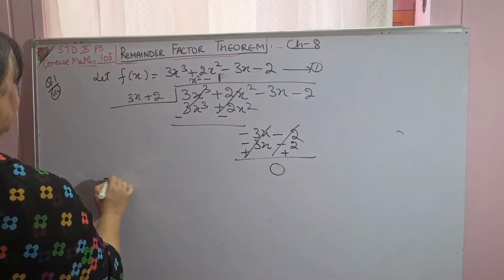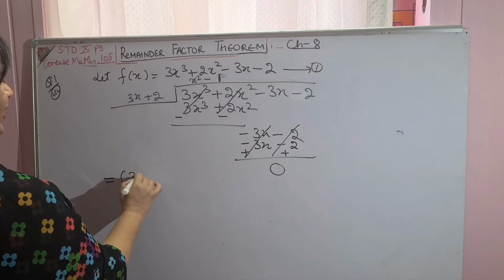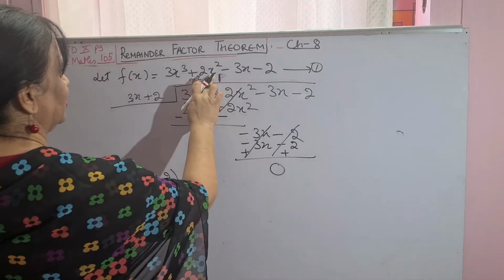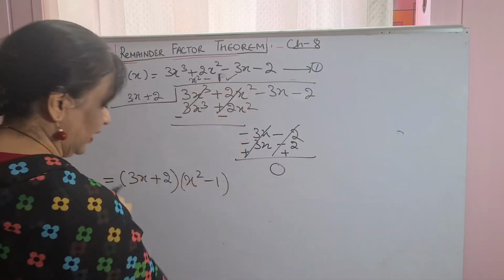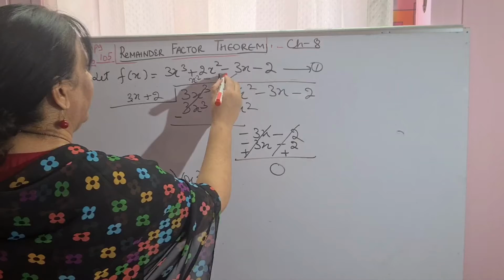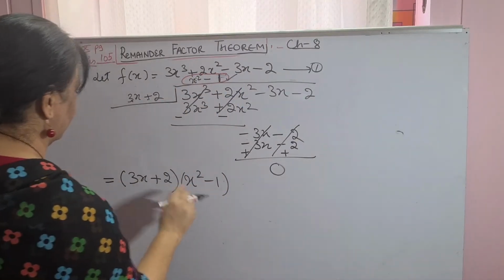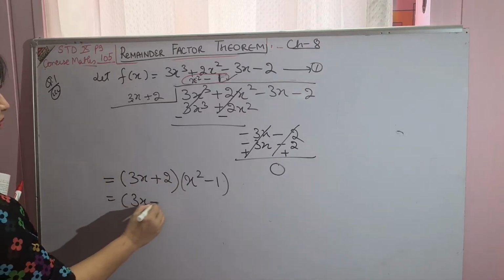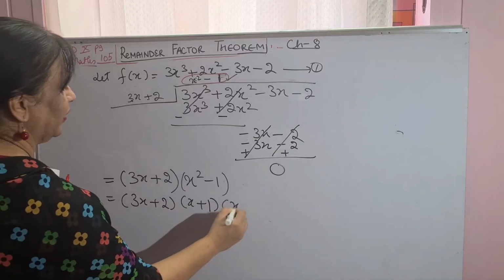So you will write equal to, you put a word like this. First factor was 3x + 2, where my polynomial came equal to 0. Then it was x square minus 1, the answer which I got on the top. But then also you don't leave the question here only. Otherwise your marks will be cut. You will get (3x + 2)(x + 1)(x - 1).